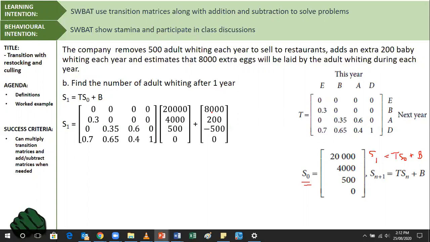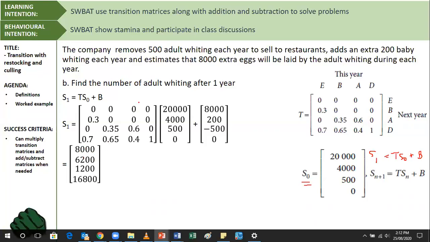So then once you put all this into CAS, this is a number that you will get. Once again, because we're dealing with the context of whitings, we can't have like 0.2 or 0.8 or 0.75 of a particular whiting. What needs to happen is you need to go through and round it to the nearest whole number. So with this, these are the numbers that we have.